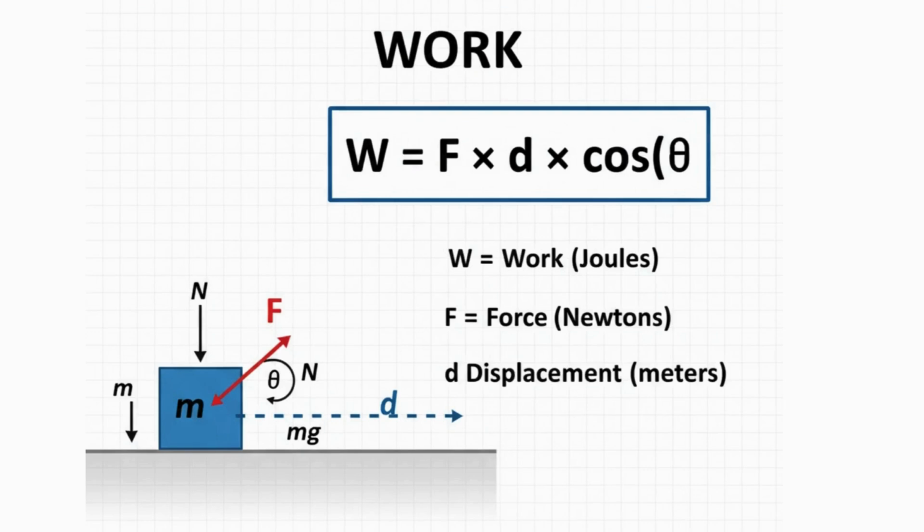In this picture, you can also distinguish between these terminologies: work is measured in joules, force has the basic unit of newtons, and d represents the displacement, which is in meters. So work is equal to force times distance times the cosine of the angle produced when the force has been applied to the object.